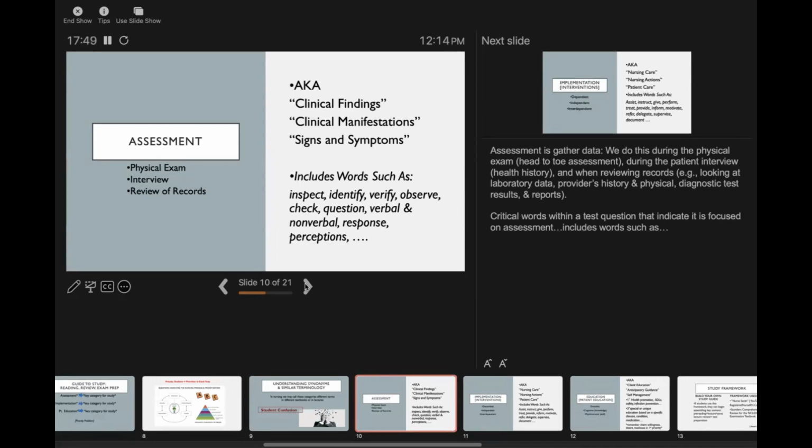So if we're looking at test questions and we see words like I'm showing here on this slide, words like observe, verify, check, inspect, those are all pointing us back to that we're going to be asked about something to do with our patient assessment. Does that make sense? Have you seen those kind of words a lot in text?